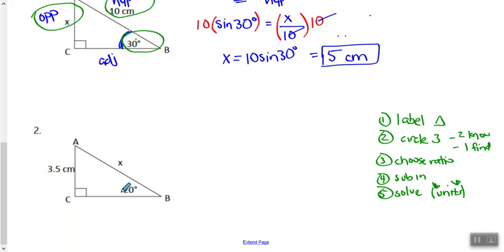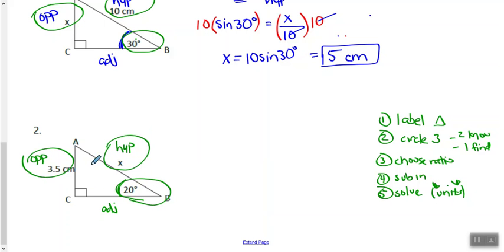Okay, so taking a look at our angle. So here we have angle B that we know. So we know 20 degrees, and here is 3.5 centimeters, which is opposite our 20-degree angle. So this is the opposite side here. The 90-degree angle is always across from our hypotenuse, which leaves our adjacent side, this last one. Okay, so circling three things. Two things I know, one thing that I don't. So I know this angle, I know this side, and I'm trying to find this side. So once again, I'm going to be using my sine ratio.